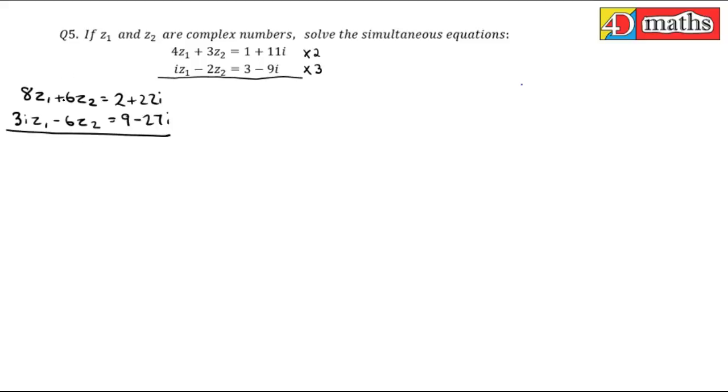So I'm going to add these two together. If I add them together, this will cancel. So I'm left with 8Z1 plus 3iZ1. If I factorize out the Z1, it'll be 8 plus 3i times Z1 equals 11 minus 5i. So if I want to find what Z1 is, I divide both sides by 8 plus 3i.